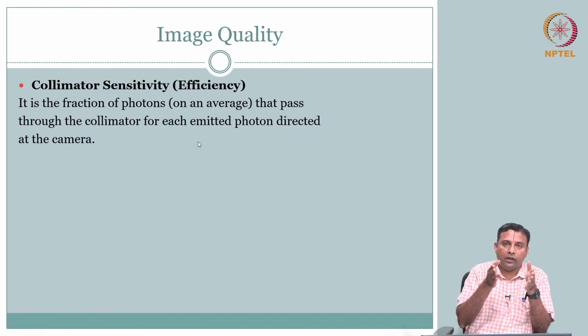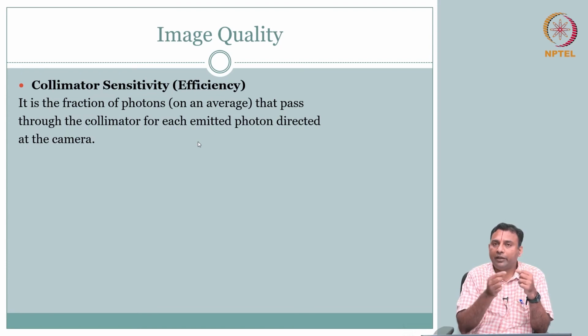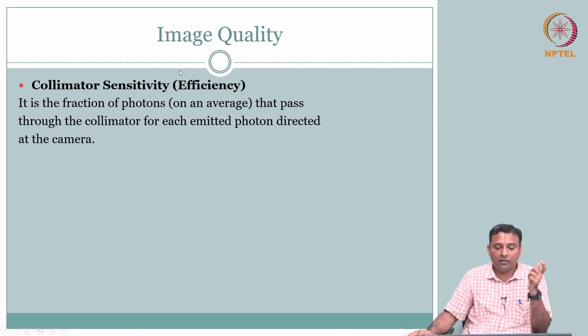right. So the configuration of our collimator is, if I have length, right, we talked about more length of collimator, increase the L, we could reduce the R or improve the resolution. That is what we noticed. That time we said no, you compromise on the sensitivity or the efficiency of the collimator. So you notice that is because if you do this, sensitivity is what? Fraction of photons that pass through the collimator for each emitted photon directed at the camera.